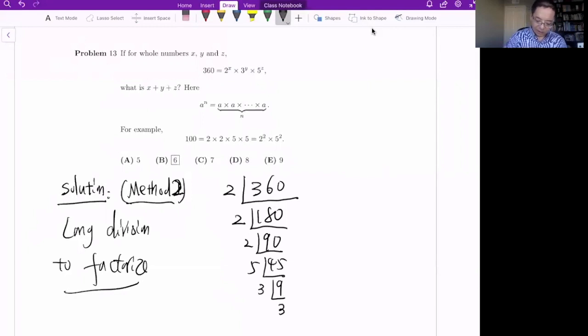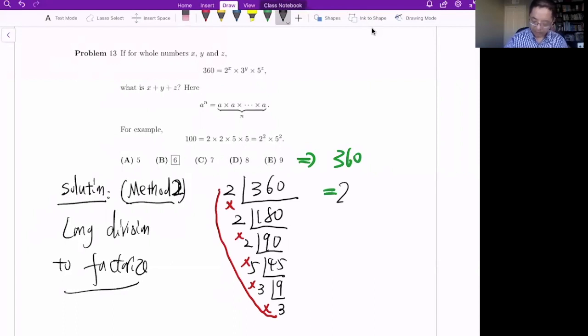Now you see if I look at the side, it's 2 times 2 times 5 times 3 times 3. So I can conclude from here that 360 equals 2 times 2 times 2 times 5 times 3 times 3.